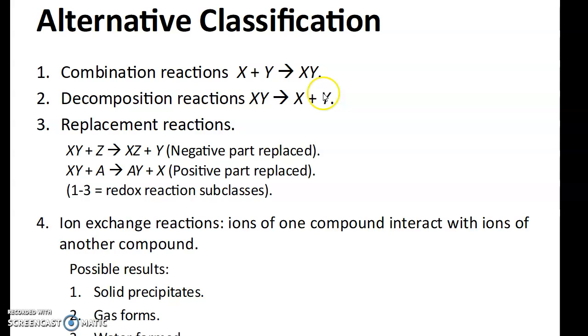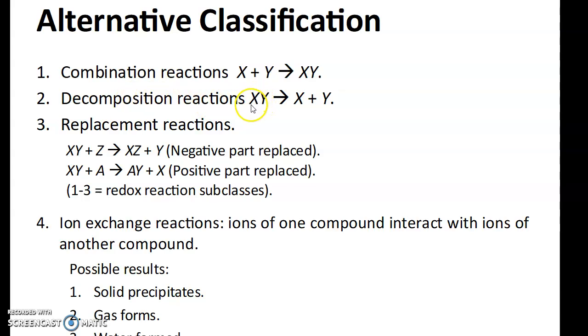Now there's other ways of classifying reactions. The last one was a combustion reaction. Anything burned is a combustion reaction. Any organic plus oxygen going to carbon dioxide and water is a combustion reaction. A combination reaction is when you have 2 reactants forming one product. Okay, so you can see that's a combination.